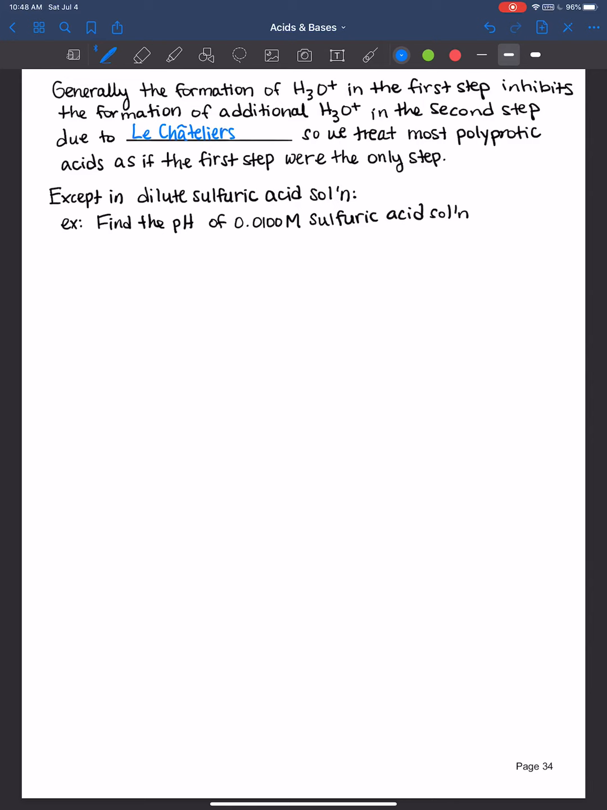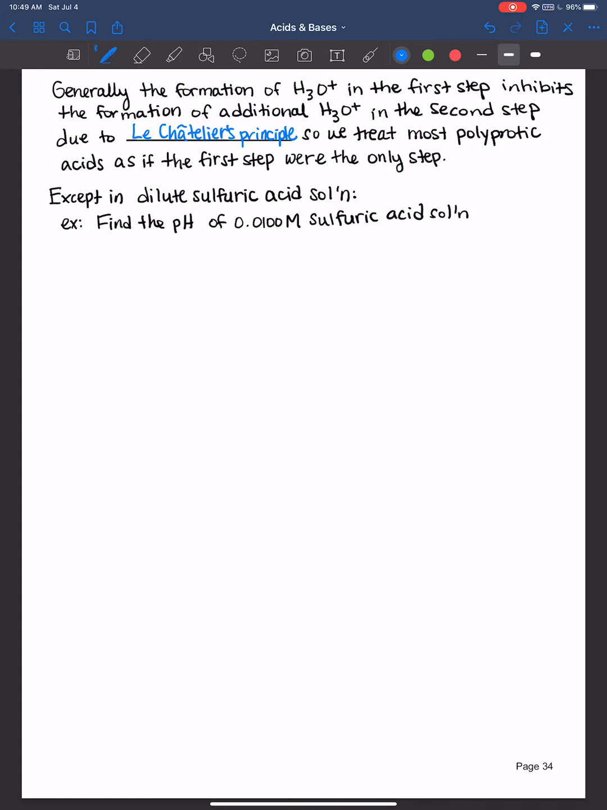It's why we're able to ignore the autoionization of water, right? It doesn't really contribute significantly to the hydronium ion concentration because its equilibrium is suppressed by the ionization of the acid. So therefore, we treat most polyprotic acids as if the first step were the only step. And in the next video, I will work an example problem of that.